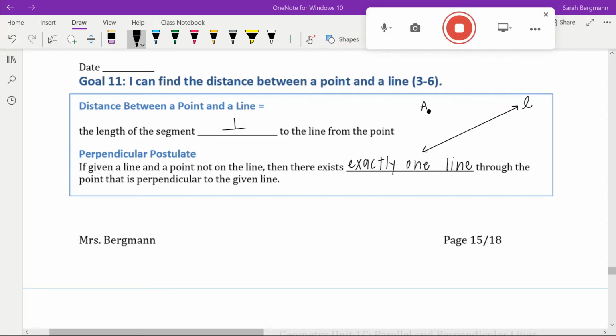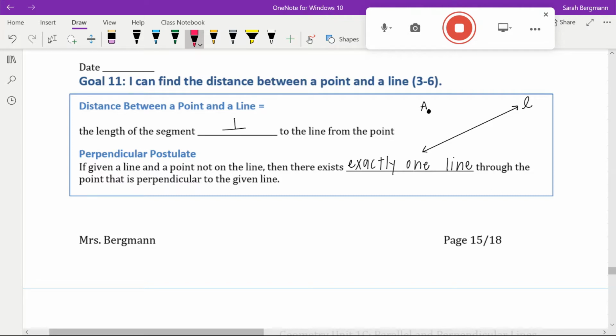Welcome back. The video today is all about distance between a point and a line and the distance between two lines. First, let's talk about how to find the distance between a point and a line. You must measure the length of the segment that's perpendicular to the line from the point.